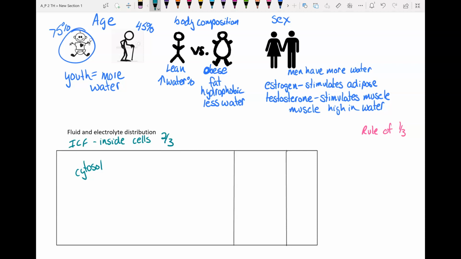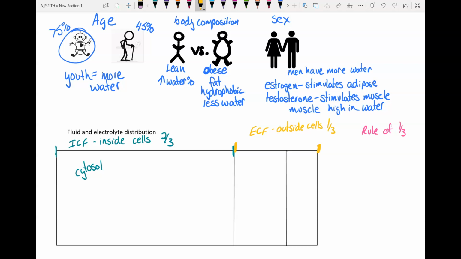So these rectangles are drawn to scale. So from here to here, that is 2/3 of the entire rectangle. Then you have extracellular fluid, ECF. So ECF stands for extracellular fluid. This is all of the fluid outside your cells. This is 1/3. So from here to here is 1/3 of this rectangle. So of all the water in your body, 2/3 of it is inside your cells, 1/3 of it is outside your cells. ICF inside your cells, ECF outside your cells.